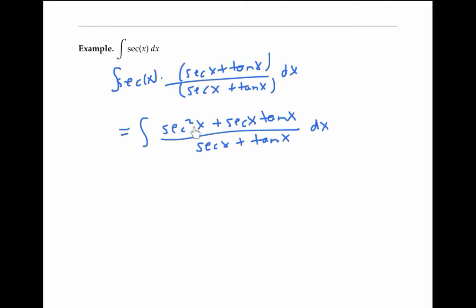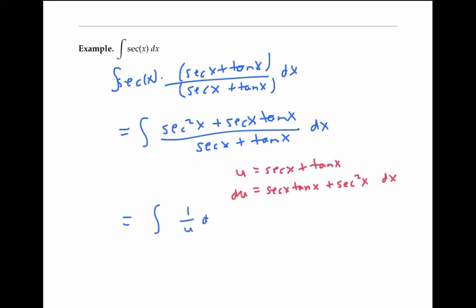Since secant squared is the derivative of tangent and secant tangent is the derivative of secant, we can set u equal to secant x plus tangent x and have du sitting right where we want it in the integrand. So now we just have to integrate 1 over u du, which is the ln of u plus c.